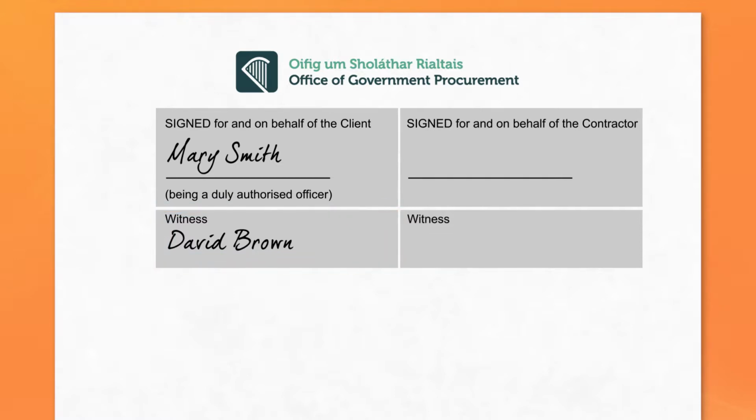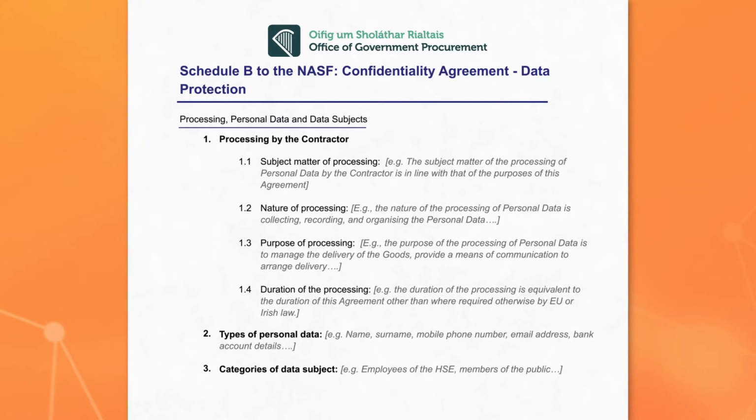If you have reached this point in the NASF and filled out all the relevant sections above as per the description and examples provided in this video, you are now ready to send the NASF to the OGP sourcing team. Finally, this section is for the contractor to complete and not necessary for the framework client.